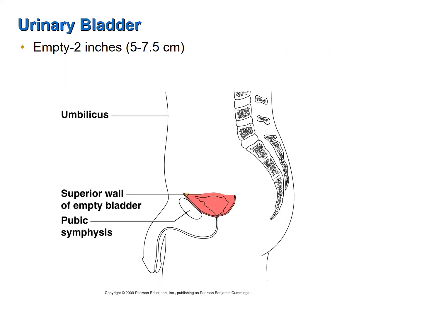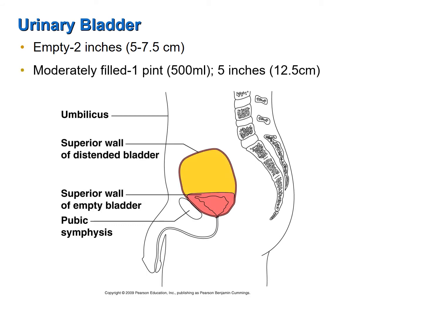An empty urinary bladder is about 2 inches long. As it is filled, it extends superiorly, such that a moderately filled urinary bladder, one that contains about a pint of urine, extends an additional 3 inches to a total of 5 inches in length. As the bladder stretches and holds more urine, there is very little increase in internal pressure.